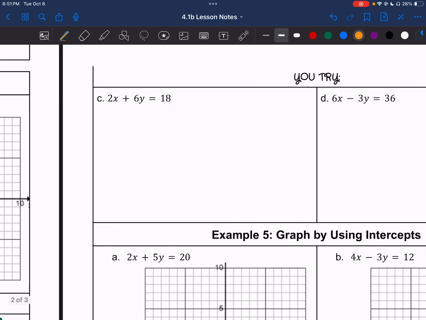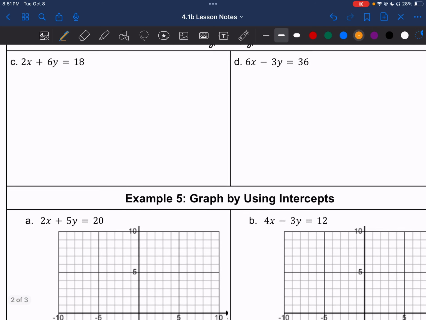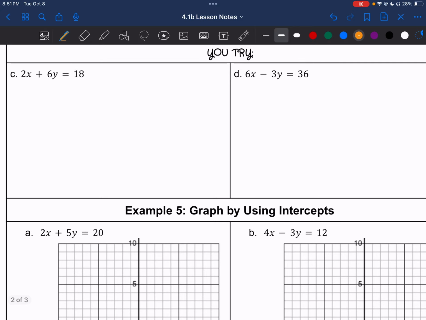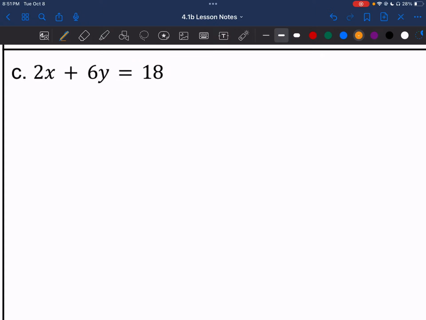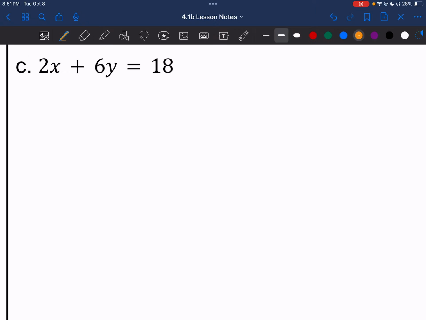All right. At the top of the next page are 2 U-Try problems that I want you to do on your own, and then check your work against mine. The first U-Try problem, example C, is 2x plus 6y equals 18.